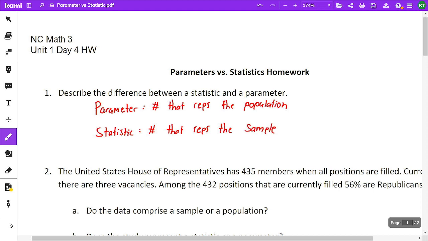So as we recall from yesterday, parameter and population both start with P, and then statistic and sample both start with S. So that's the difference between the two. And then again, a population is the whole group you're looking at, and a sample is a subset of the population. So we're going to apply that here in these questions below.